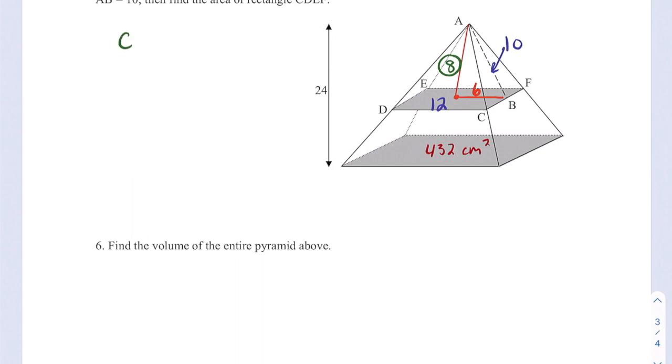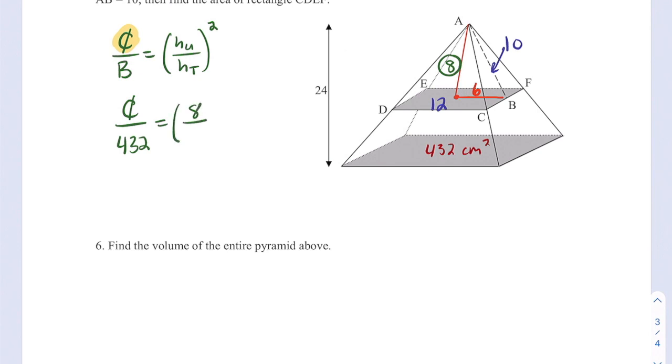So remembering back to our formula, the cross-sectional area over the base area is equal to the upper height over the total height, squared. So now we want to find the cross section, and I have all those other numbers that I need. So now we're going to replace those. So that makes the cross section over, they already told us the area, 432, is equal to the shorter height of 8 over the total height of 24 squared.